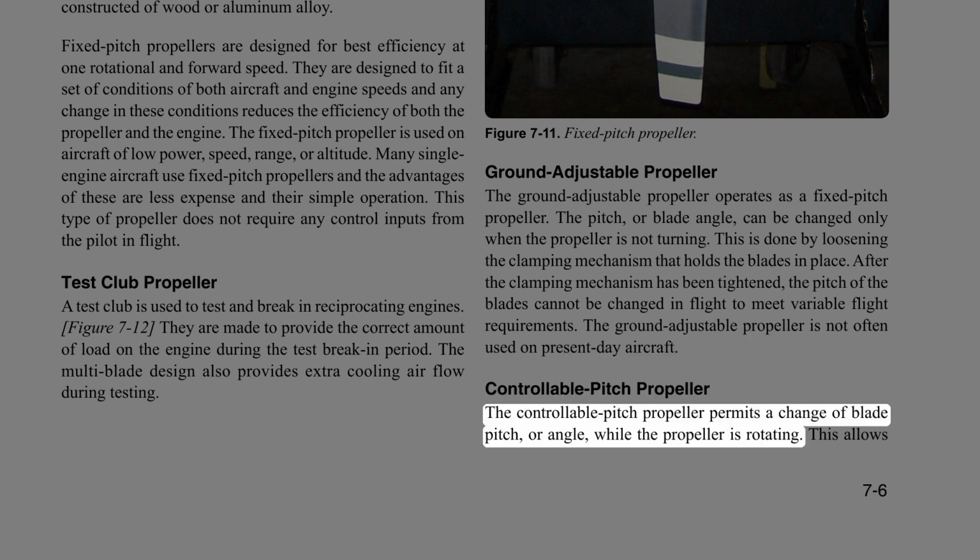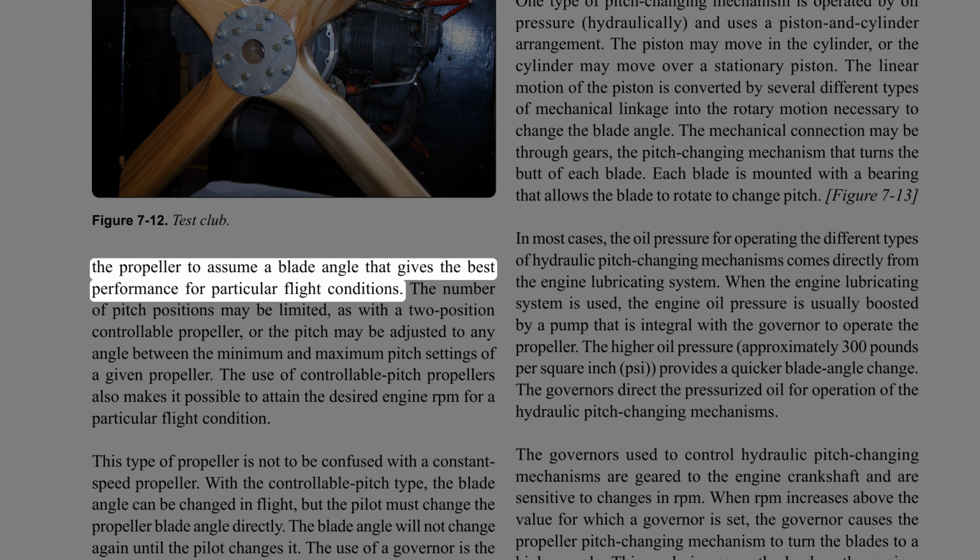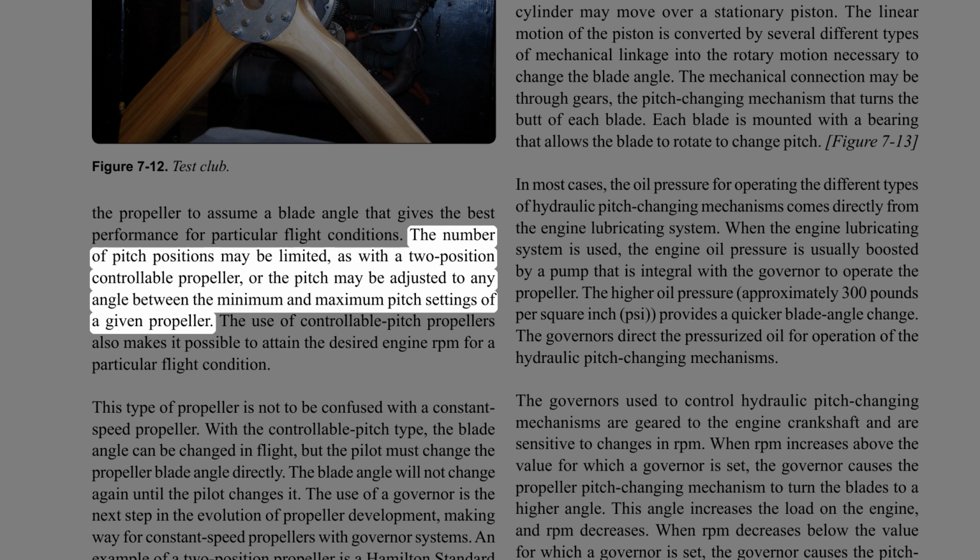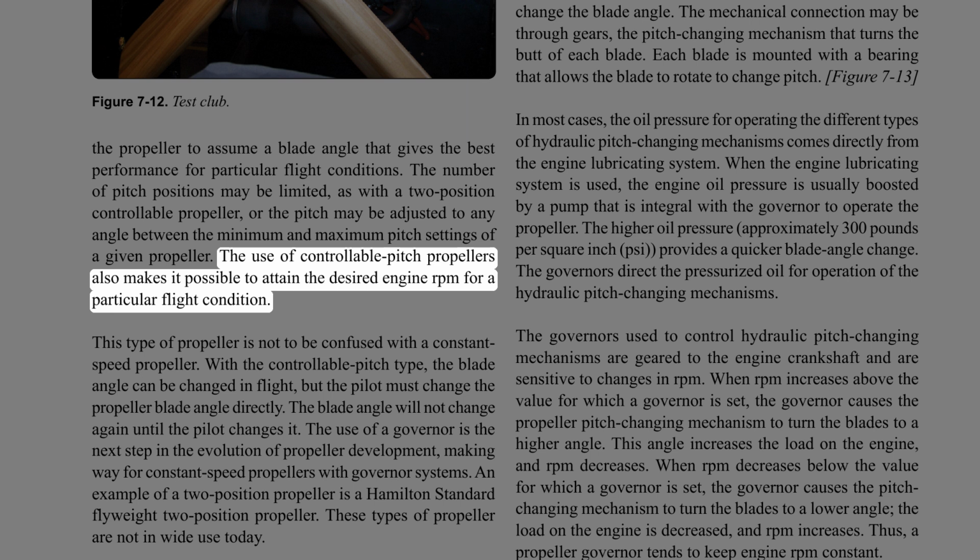Controllable-Pitch Propeller. The controllable-pitch propeller permits a change of blade pitch, or angle, while the propeller is rotating. This allows the propeller to assume a blade angle that gives the best performance for particular flight conditions. The number of pitch positions may be limited, as with a two-position controllable propeller, or the pitch may be adjusted to any angle between the minimum and maximum pitch settings of a given propeller. The use of controllable-pitch propellers also makes it possible to attain the desired engine RPM for a particular flight condition.